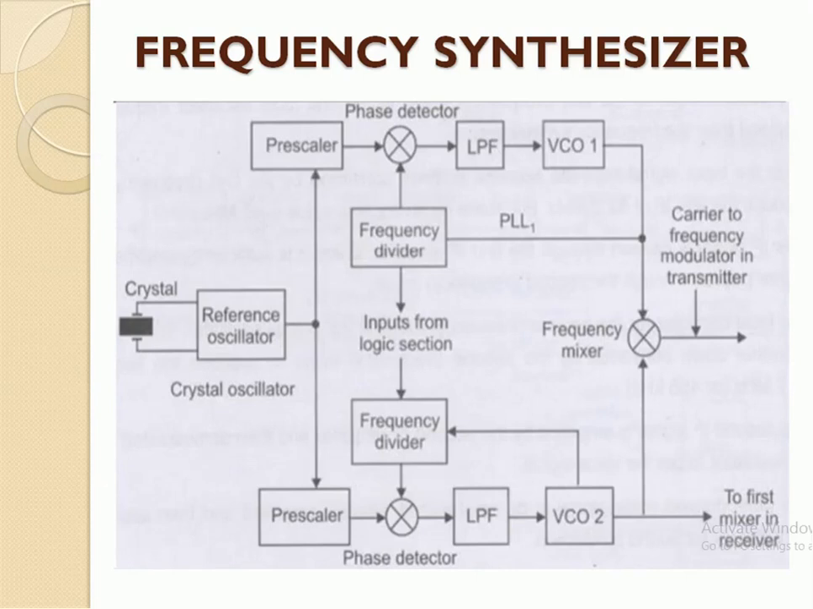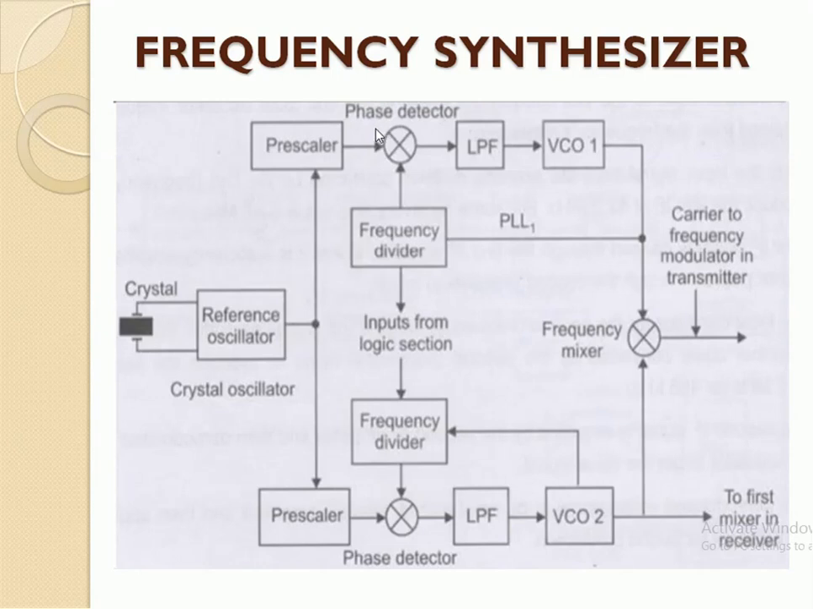So mainly it uses a PLL circuit. What is a PLL? That is a phase locked loop. Then one more block, that is a mixer. The crystal oscillator, or reference oscillator, is used to provide a reference for the two PLL circuits. This is the reference signal for the PLL circuit, that is, the phase locked loop.